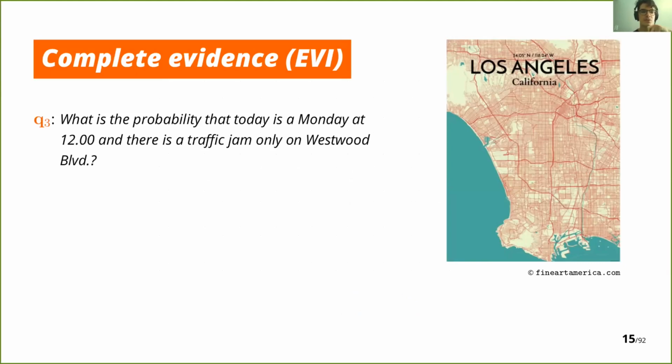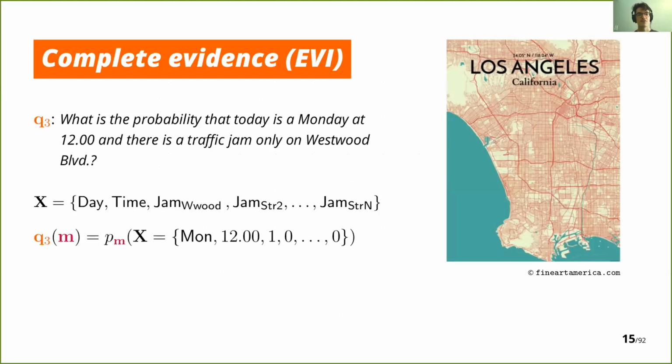Suppose you want to answer this question: what is the probability that today is a Monday at noon, and there is a traffic jam only on Westwood Boulevard? Clearly, I am providing a complete assignment. For all of the random variables in my collection, I have a value. Monday is assigned to day, 12 is assigned to time, and then all the indicator variables are set to 0, with the exception of the one for the traffic jam at Westwood Boulevard.